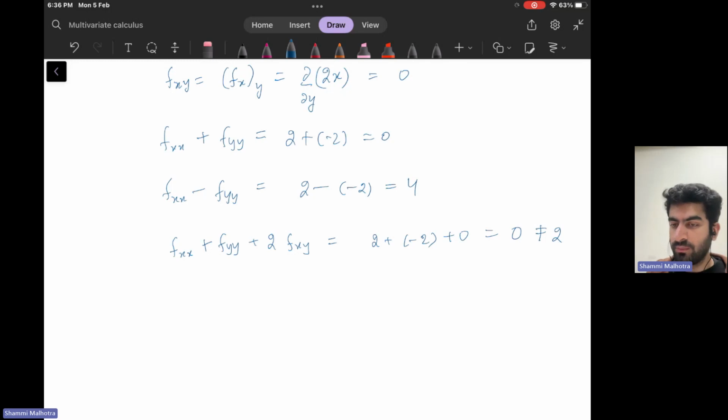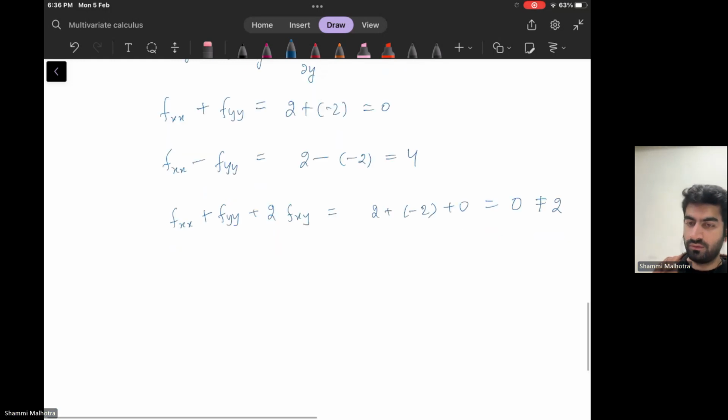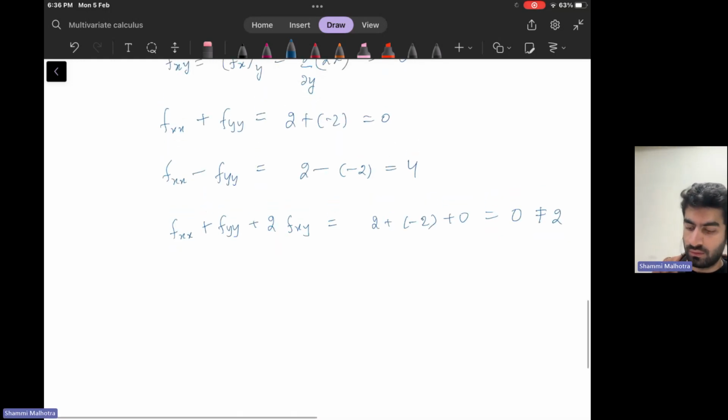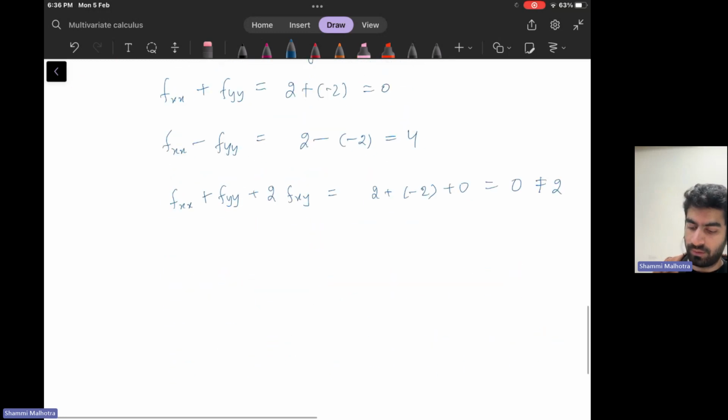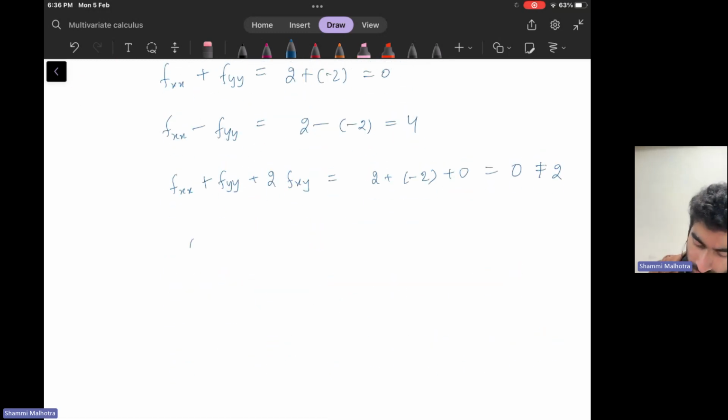If you see all the PDEs, they all started with these functions. These play a very major role if they satisfy this type of property, f_xx plus f_yy equal to 0. So these are harmonic functions, and they are very useful in PDE theory.